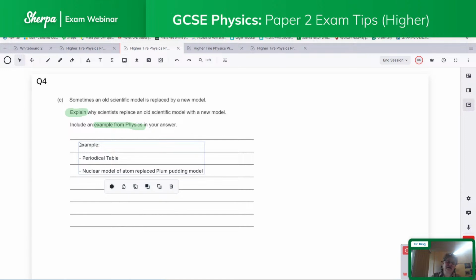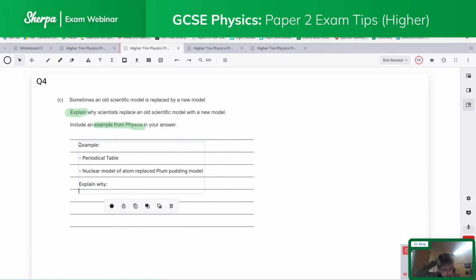And then by further experiments, they discovered that electrons are placed on shells, so they circulate around the nucleus in a very predictable way. So that's how new models replace old models, because we have new information. Explain why.